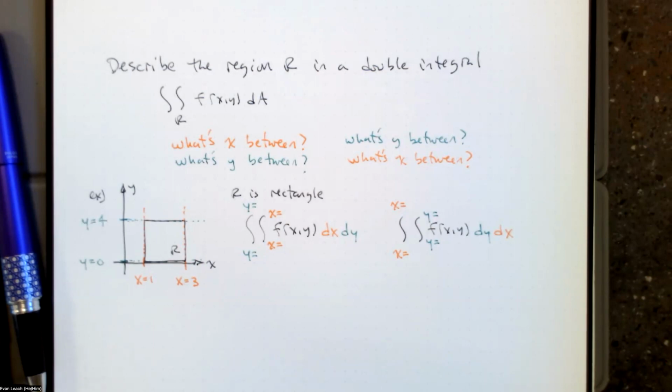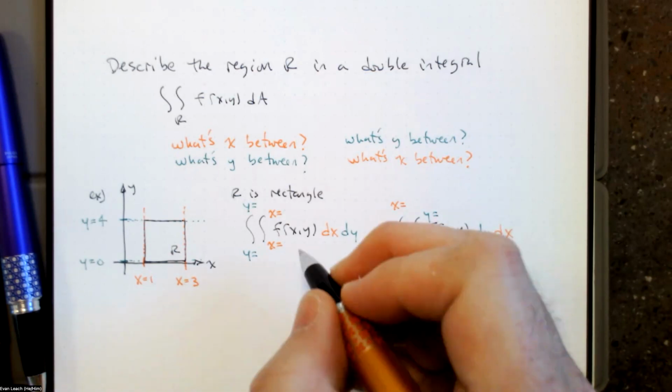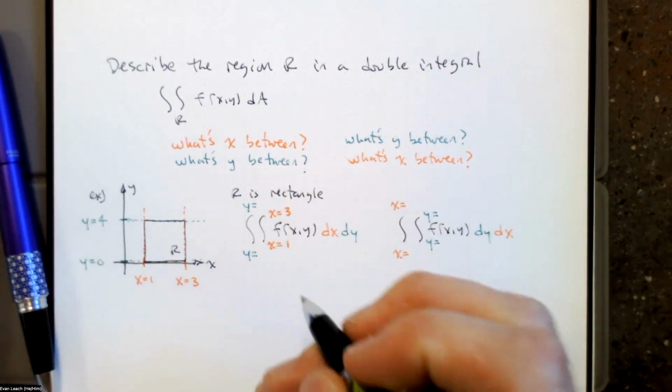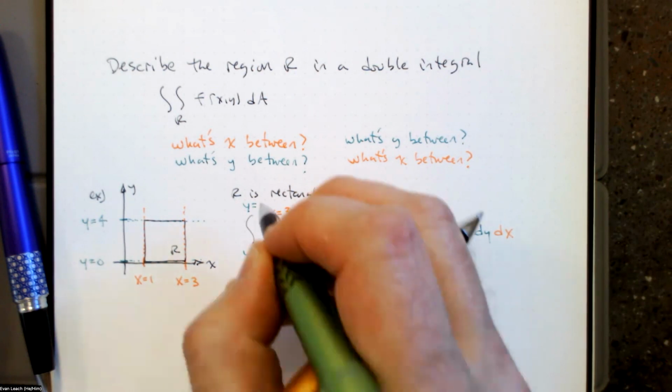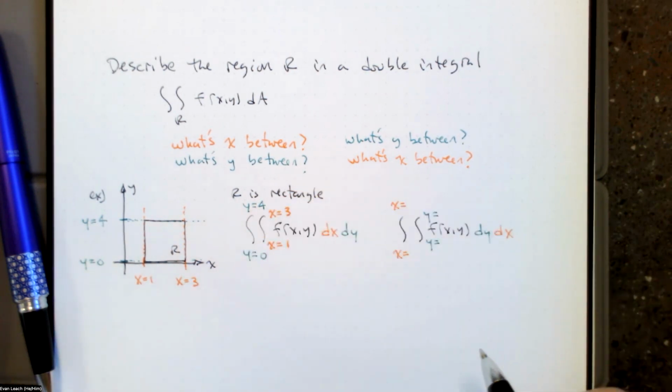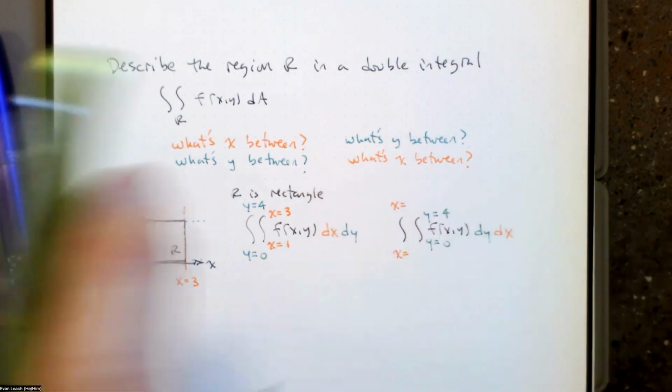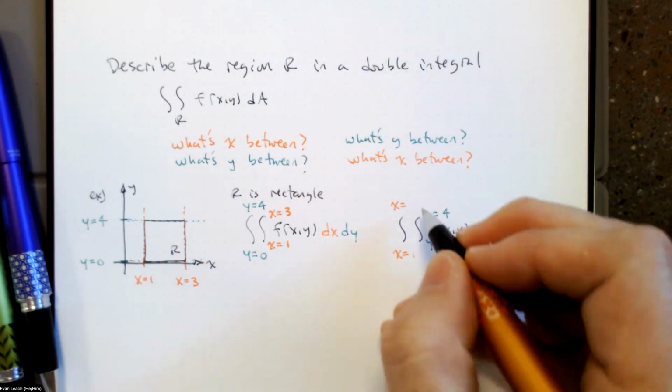In the case of a rectangle, it's just two intervals. We just have to say what's x between. X is from 1 to 3. And what's y between? Y is everything between 0 and 4. In the dy dx integral, everything is the same. Y is from 0 to 4, and x is from 1 to 3.